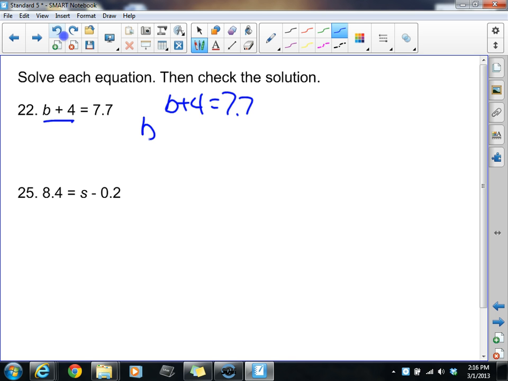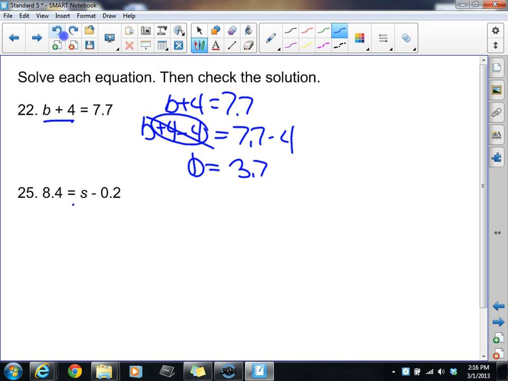I've also taught you the way you get the variable by itself is by doing the opposite. So in this case, b plus 4. If I see plus 4, I'm going to subtract 4 to get b by itself. If it's b times 4, you would divide by 4 to get b by itself. So I'm going to go b plus 4, and then I'm going to take away 4, because then this right here goes away. We also remember that whatever we do to one side, we must also do to the other side. So it's 7.7 minus 4. The plus 4 minus 4 goes to 0, so I'm left with b on this side. b equals 7.7 minus 4, which gives 3.7. So for my first one, b equals 3 and 7 tenths.